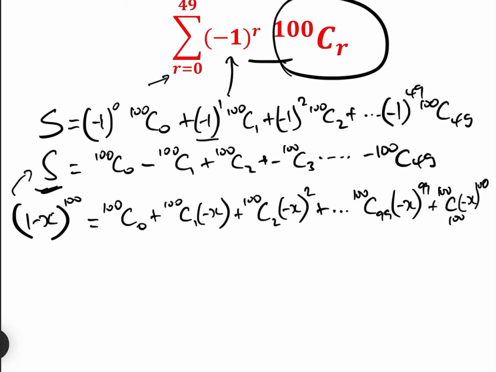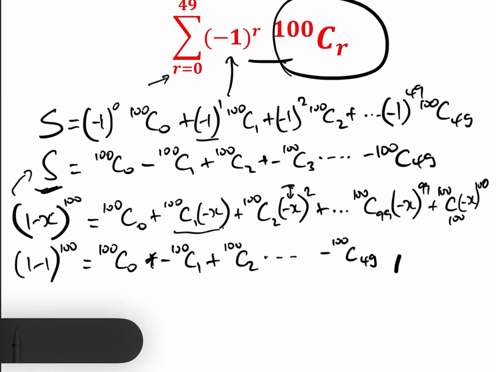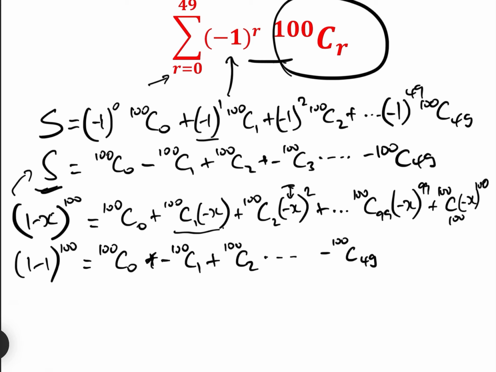Now the first thing we do, it's a lovely little trick this, let's put x equal to 1. So we get 1 minus 1 to the 100 equals 100C0 add 100C1 times minus 1, which is basically minus 100C1, and then add minus 1 squared, which is plus 100C2. And so on, minus 100C49. We're halfway through. Now I'm just going to write this bit slightly differently here.